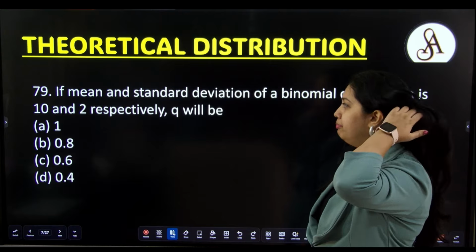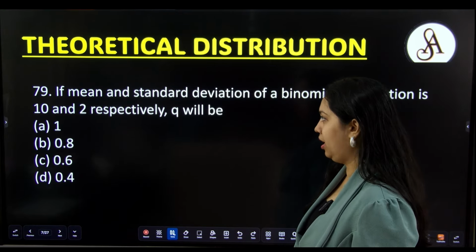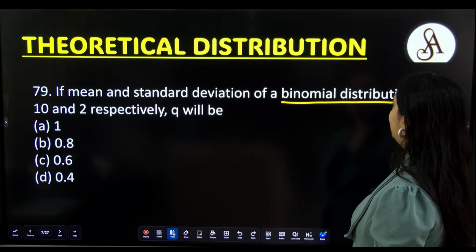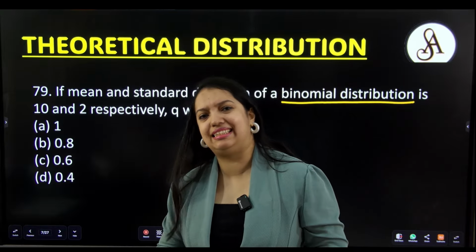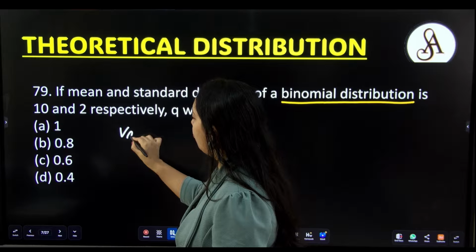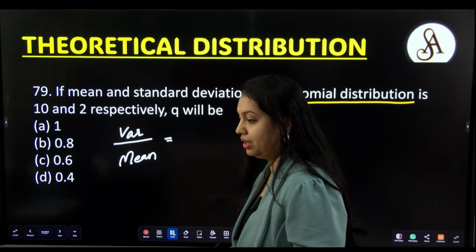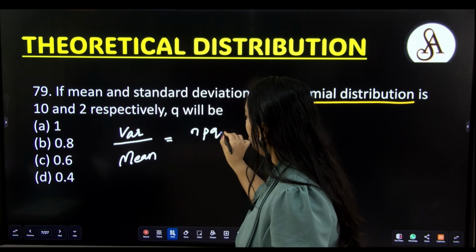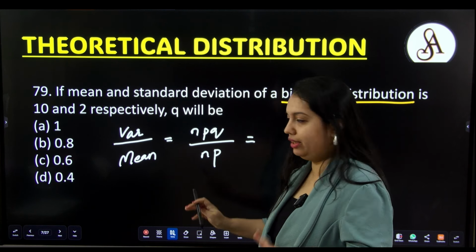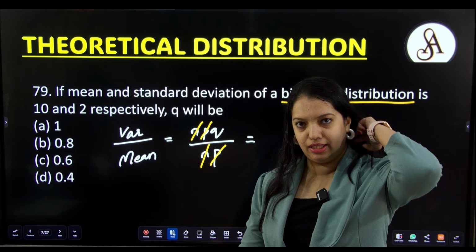Next, if mean and standard deviation of binomial distribution is 10 and 2 respectively, what is the value of Q? Remember, whenever it is a binomial distribution and they give you mean, standard deviation, variance, anything in the question, we always start using variance divided by mean. What is variance formula in binomial distribution? NPQ. What is mean formula? NP. What happens when I divide them? N gets cancelled, P gets cancelled, ultimately I will get Q value.